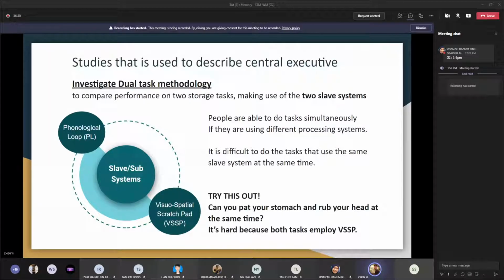Or another example is that if I ask you to talk with two different people at the same time, you would also find it hard because you are receiving two auditory information at the same time, and the load is too heavy for your phonological loop to store.